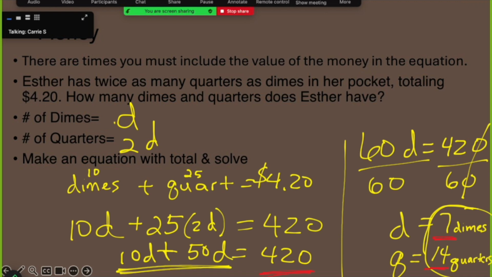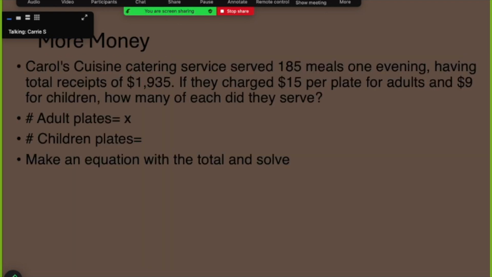All right, let's do another one. We're going to do some more money. This one's got a little bit more into it. I've given you a little hint, though. We've got Carol's Cuisine Catering her service. She served 185 meals one evening, having total receipts of $1,935. If she charged $15 per plate for adults and $9 for children, she must not have kept track of how many she had, and she must want to know how many plates of adults and children she had. She needs to figure that out. They didn't tell us how many, but they told us the total, 185.